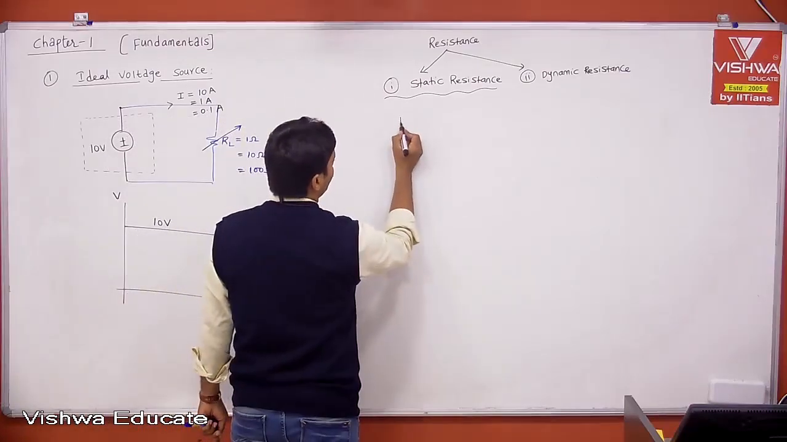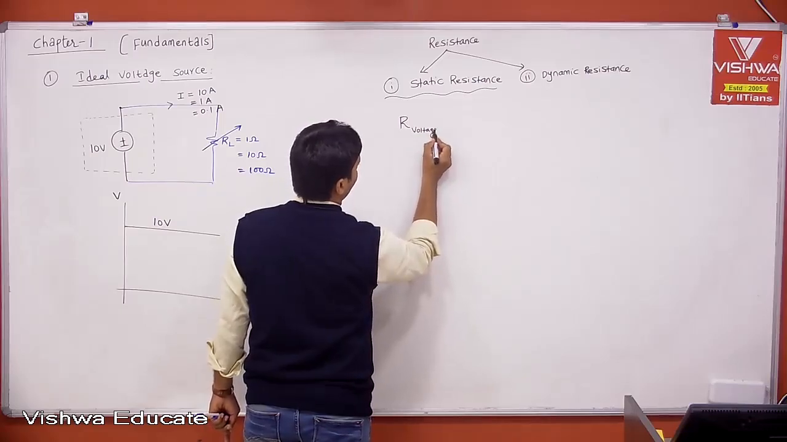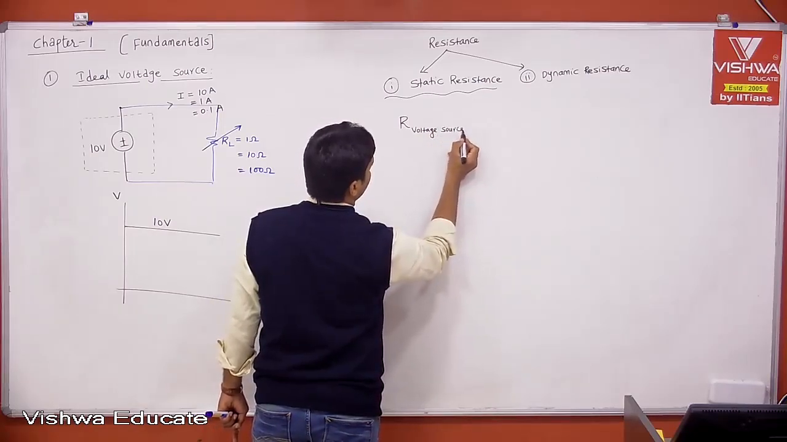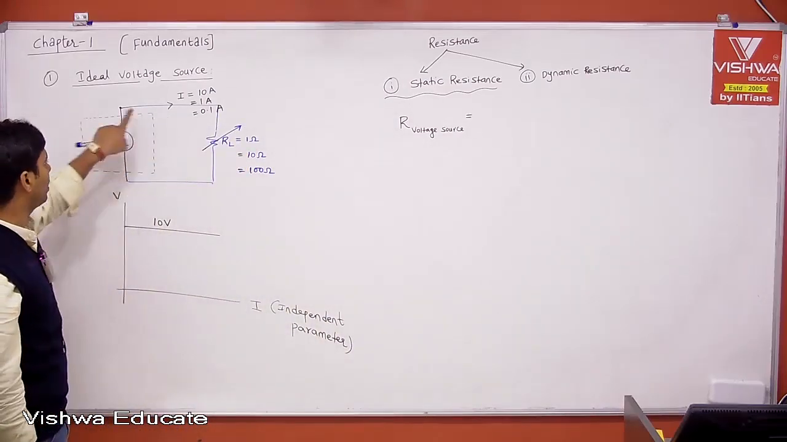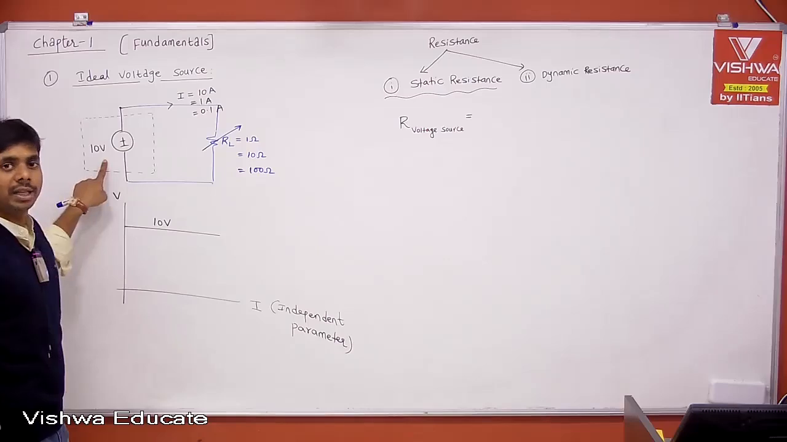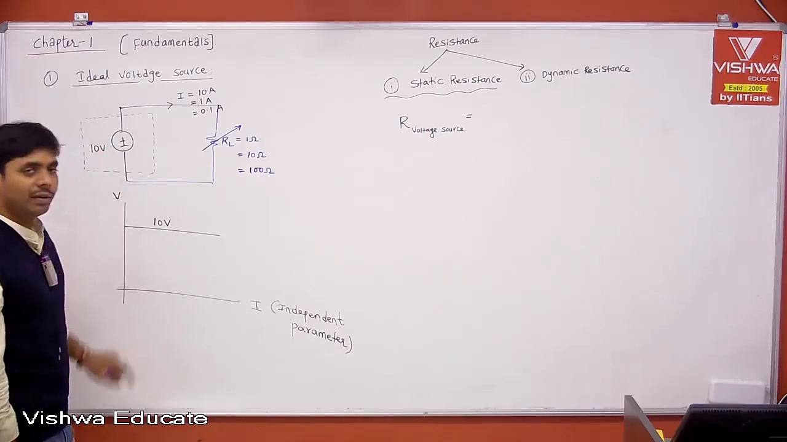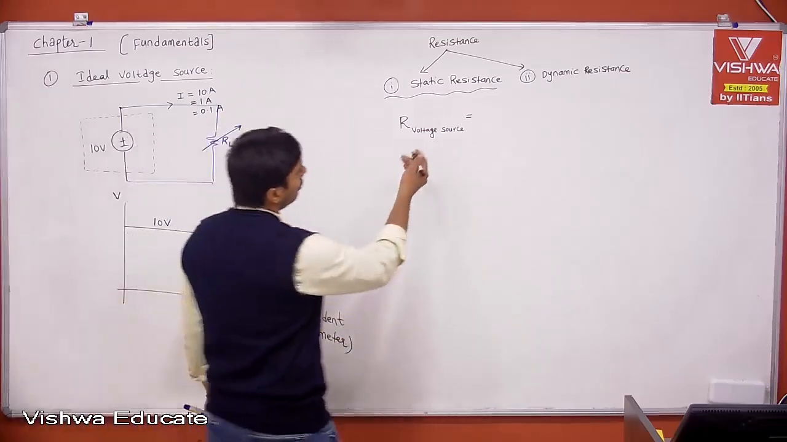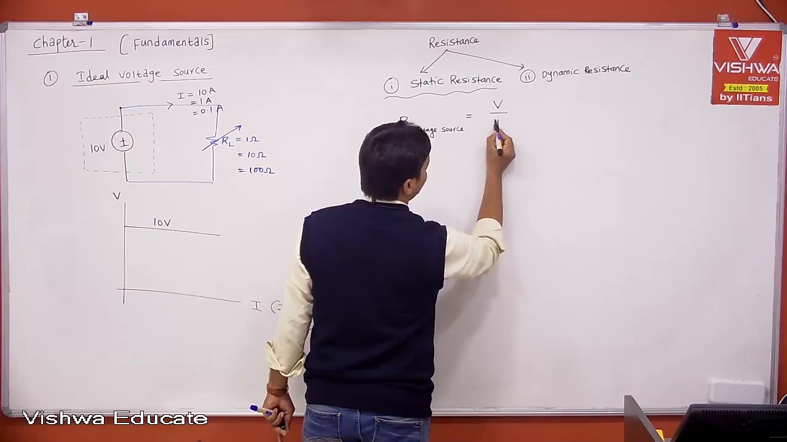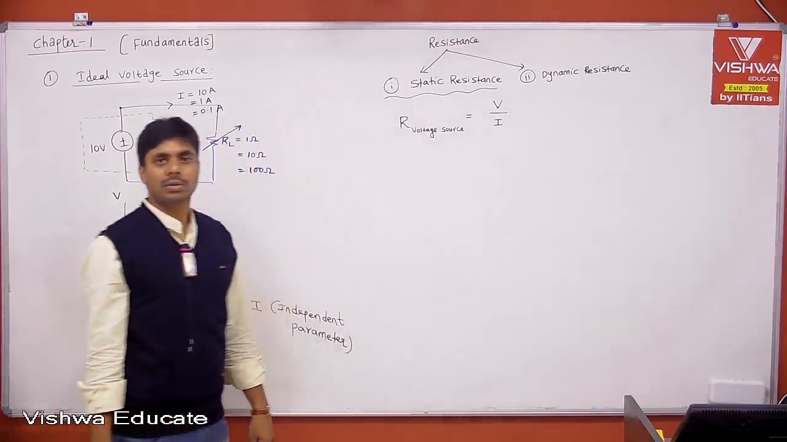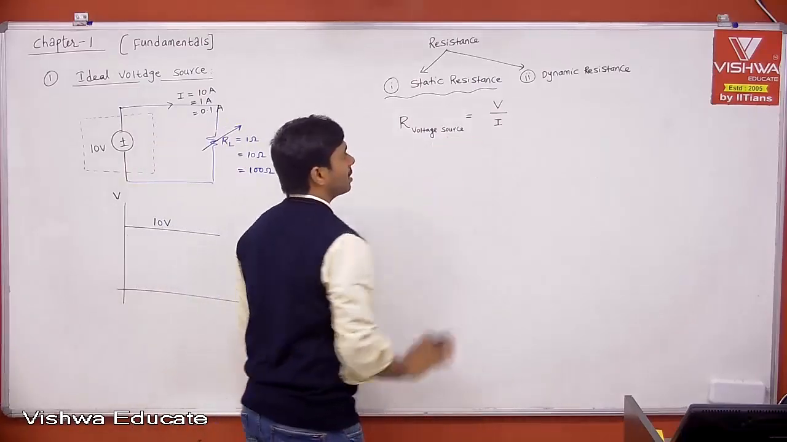what is that? The definition is nothing but the resistance of your voltage source. Remember, I am speaking about the resistance of your voltage source because this is my element of interest, or what people call the DUT, device under test. This is what we are trying to characterize or test with respect to V and I characteristics. Now, the resistance of the voltage source is nothing but the voltage from your voltage source divided by the current you are drawing from it. This is your static resistance.